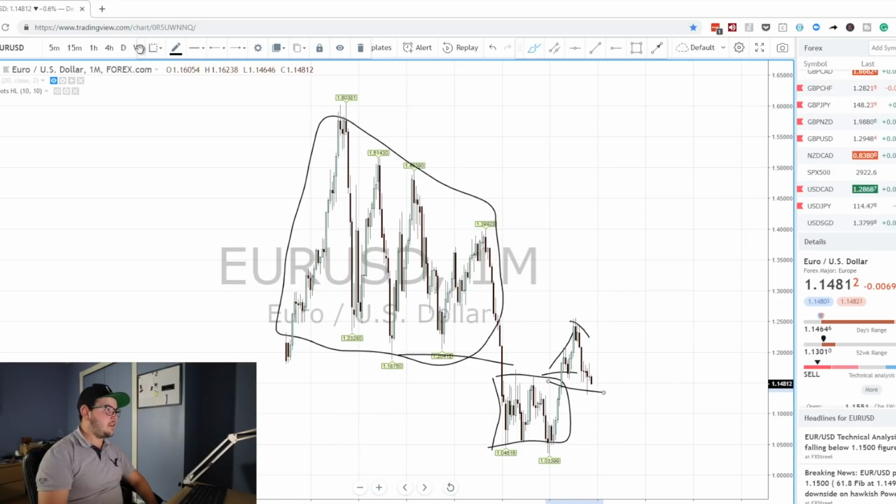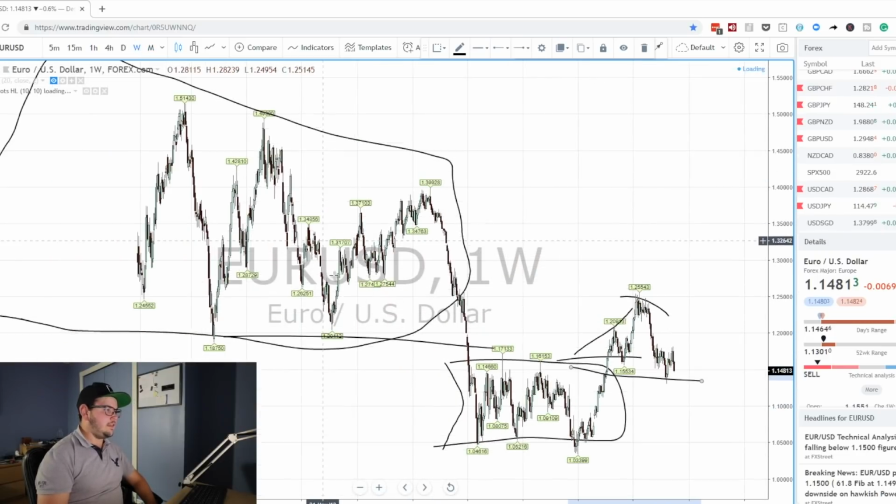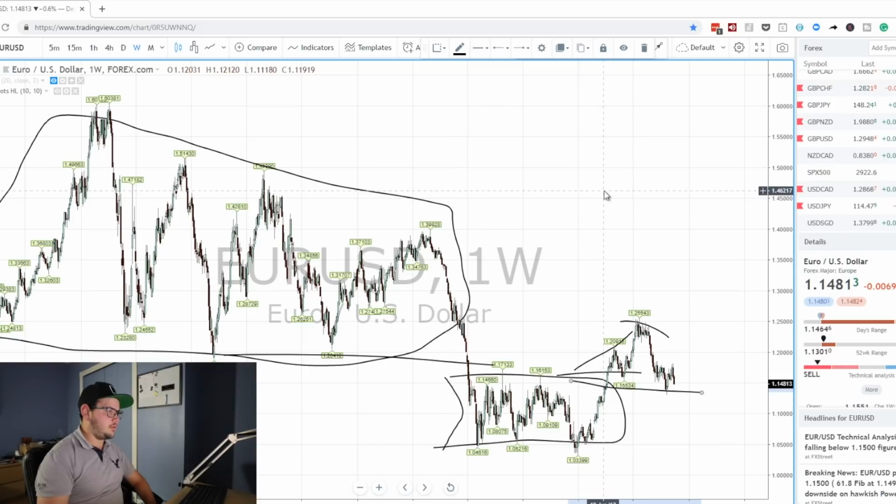Now, I would do the same thing on the weekly chart. I would probably start there, because this is really big. And then let's just remove all that, because it's going to be pretty much the same.